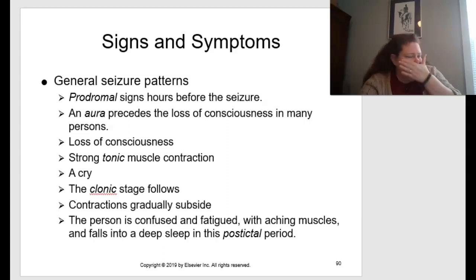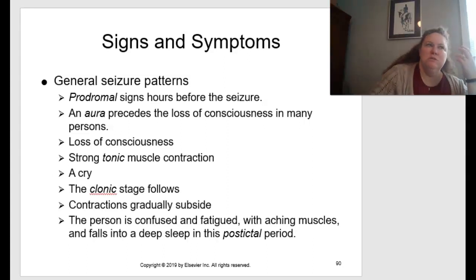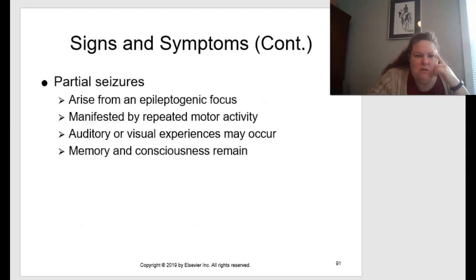So there's no typical seizure, right? This is for a very severe seizure, but I have friends that have seizure disorders and they don't always pass out or whatever. So this is just a generalized pattern, but not everybody that has epilepsy or seizures is going to follow every single one of these.